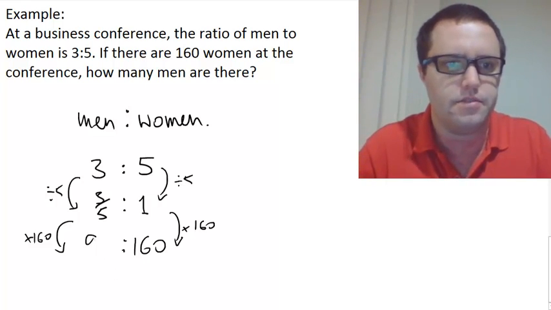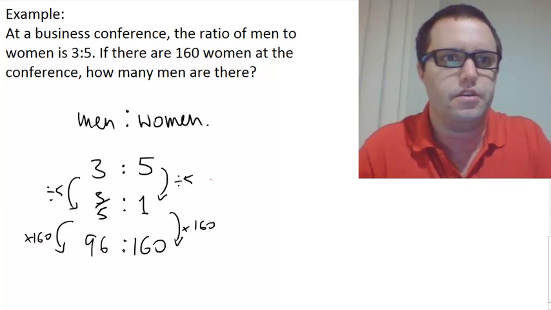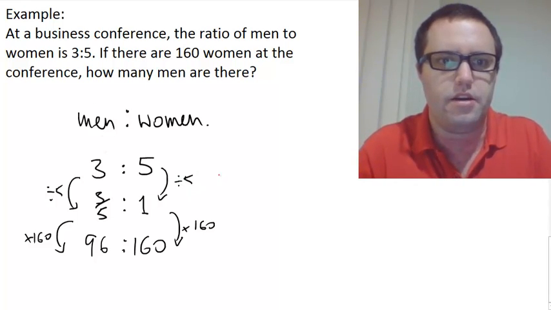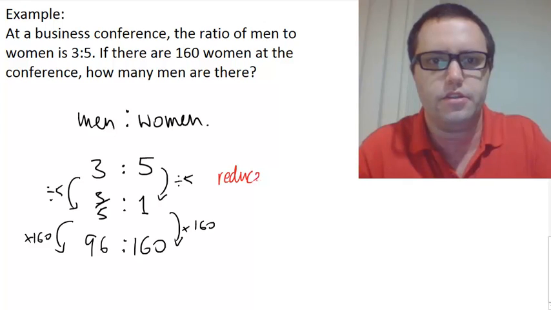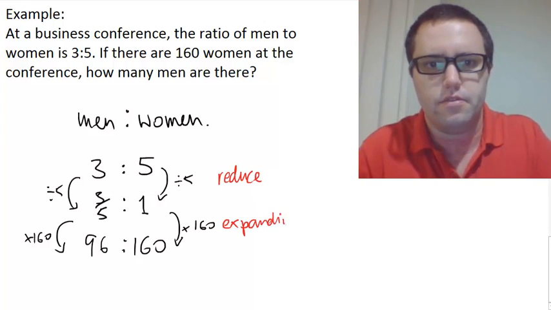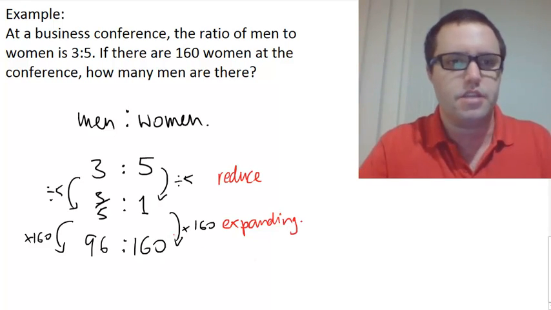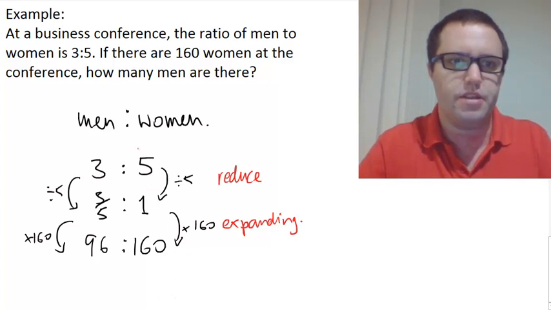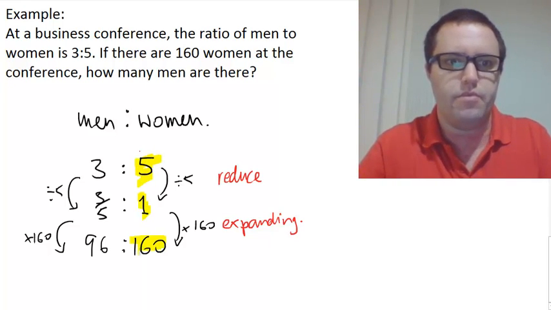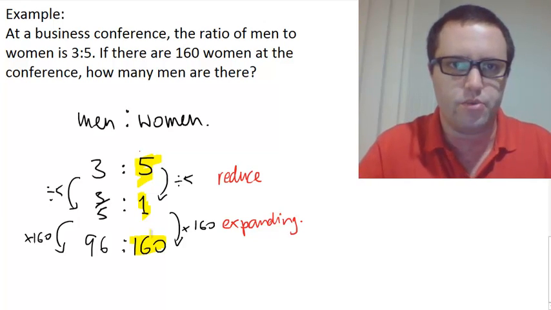is 96. So this part was our reducing to 1 unit, and this was our expanding to the necessary units, necessary amount we wanted. So see how we went from every 5 women here to 1 woman, and then multiply out to our 160 that we needed.